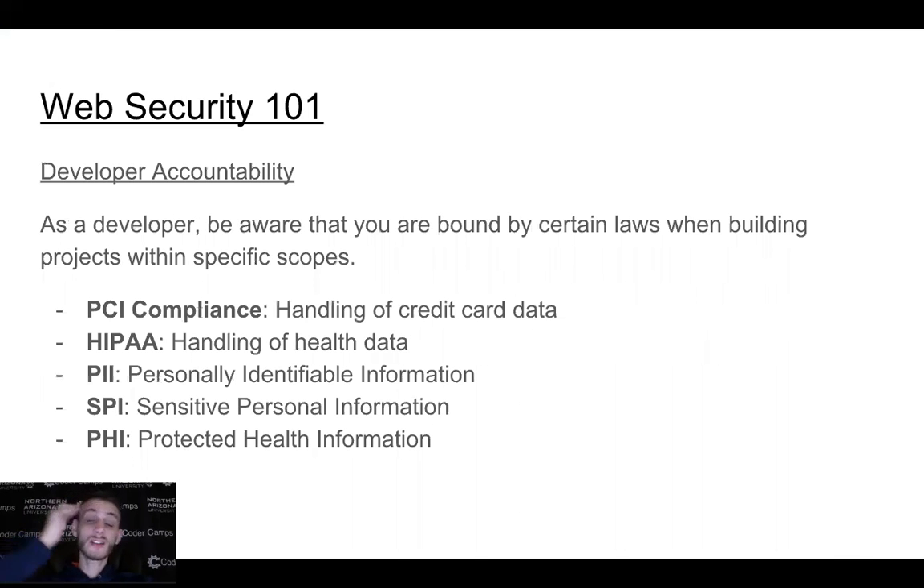Okay, so now let's talk about your accountability as a developer. There are certain laws that developers have to follow when building software, and the two biggest ones are PCI compliance and HIPAA. PCI compliance is things like you can't store credit card information in your database in raw format, right? It has to be encrypted, right? There's certain compliance standards you have to follow when it comes to credit card data.